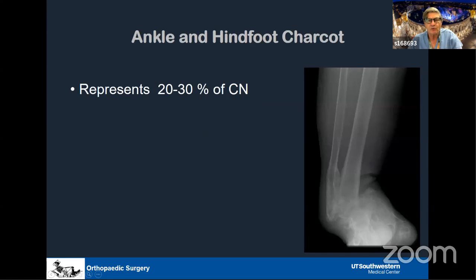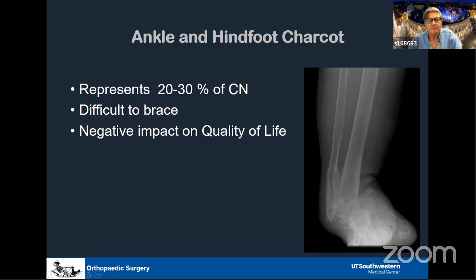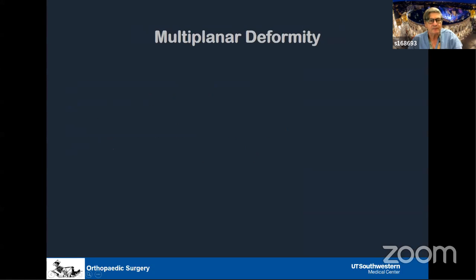As I mentioned last week, about 60% is in the midfoot. It's very difficult to brace, as you can see, because of the malleoli, and it has a negative impact on quality of life. And it's very prone to ulceration because of the malleoli. As you can see on the right, you have a very bad varus deformity. That fibula is going to cause significant skin injury.